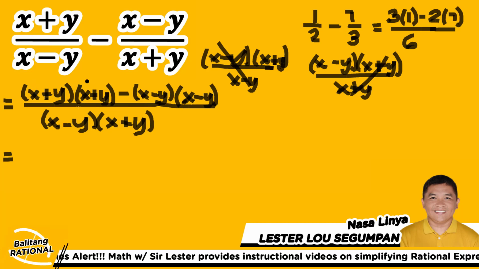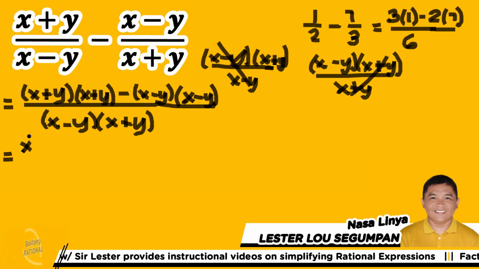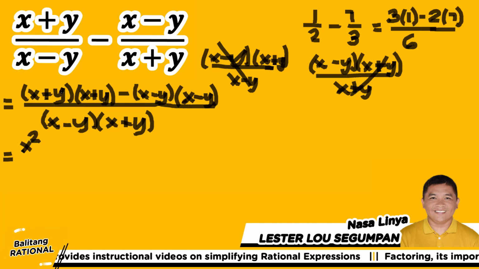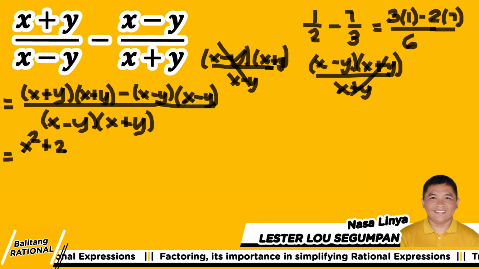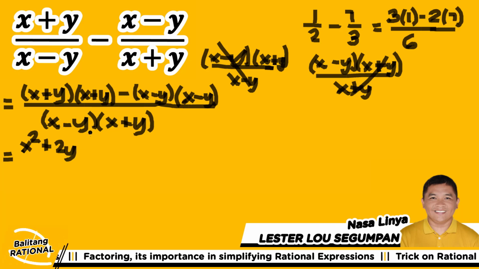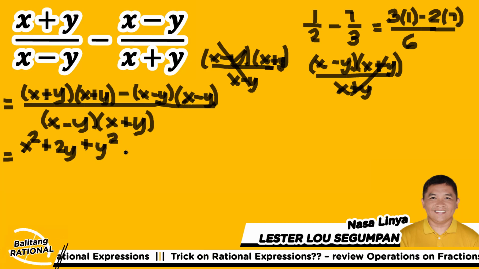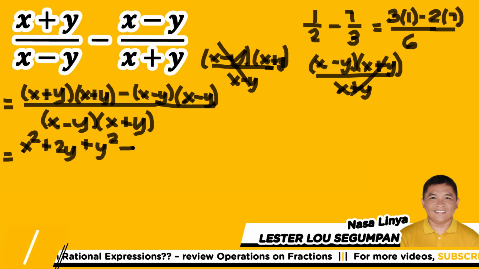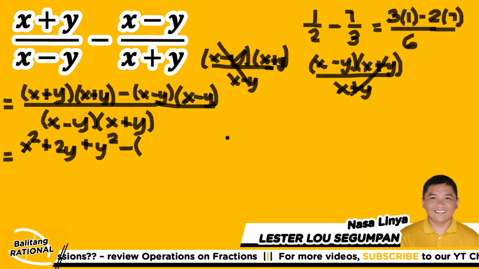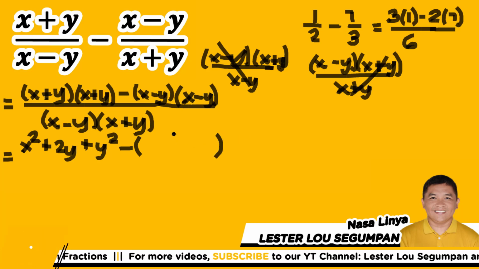So the first, x times x, you have x squared. Inner, y times x is xy. Then you have x times y is xy. You have 2xy. And then you will have here y times y is y squared. Now here's the thing for our second expression here. I am suggesting to please enclose the results in a parenthesis so that we could properly operate them later.